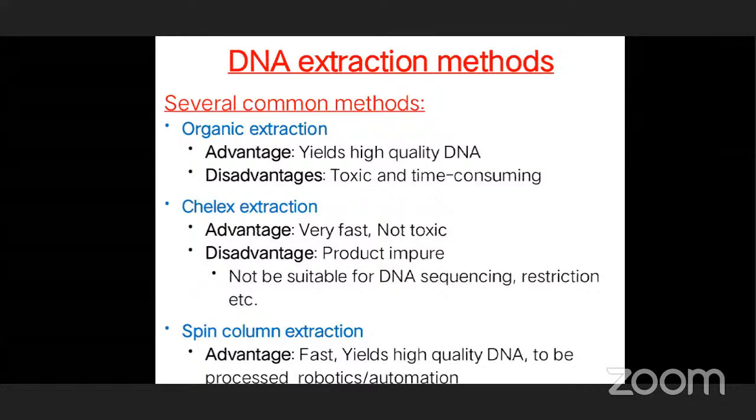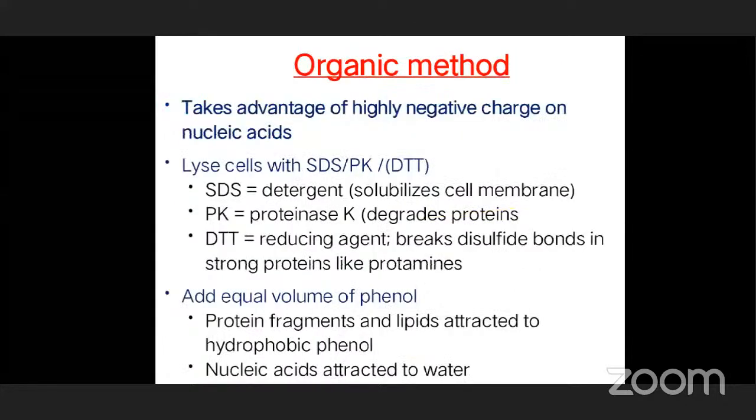The third one is spin column extraction. This is another method. It is an automatic method. Here instruments and DNA isolation kits are available. The advantage is fast isolation of DNA. It gives high quality DNA and can be processed by robotics or automation. This is the advantage of the spin column DNA isolation kit method. And there is one disadvantage: it is still toxic and technology consuming. Sometimes it will be toxic, and technology is needed for this method.